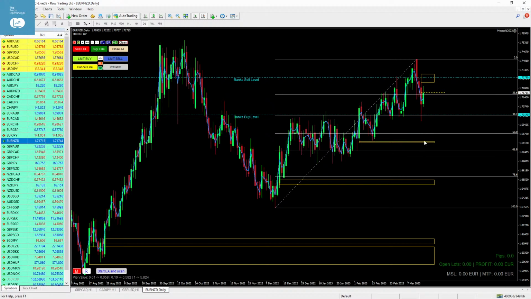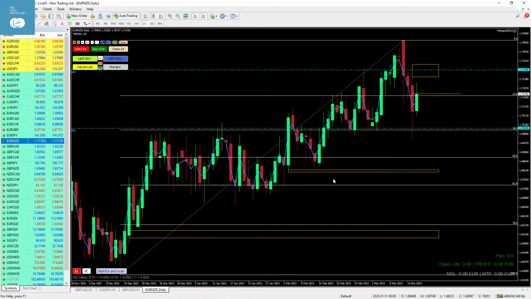50 and 61.8 we have a small demand zone, but if I zoom in you can see it already bounced here. It's such a tiny zone. This is an example for this supply and demand trading which I really like. It's a really small zone, so it is only 15 pips. This zone is only 15 pips.